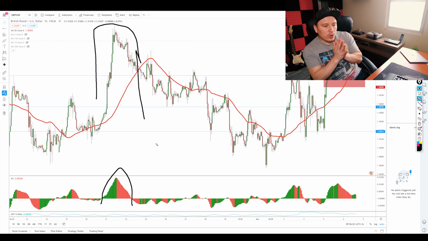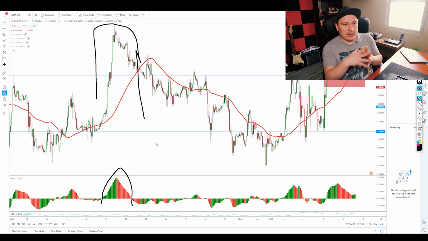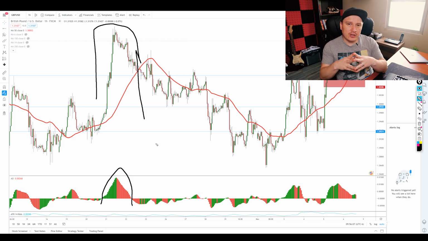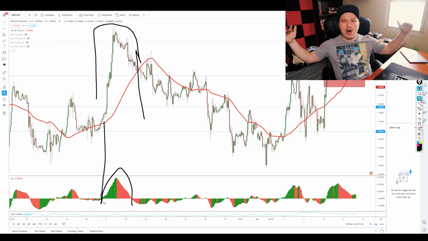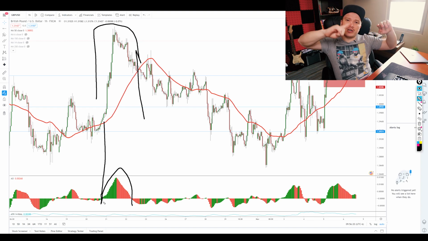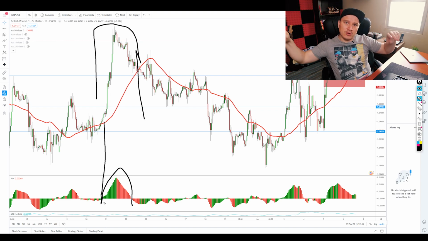Now, one of the coolest things in regards to this indicator is that it works perfectly with a 50 moving average. As you can see in this area, there's a crossover in the moving average and in the middle of the awesome oscillator. So there's a middle line on the awesome oscillator where the waves are moving, right?